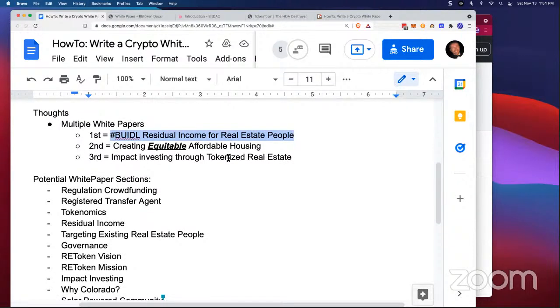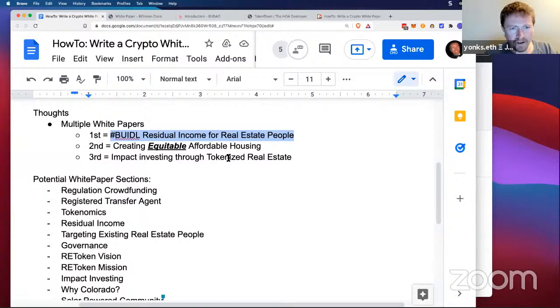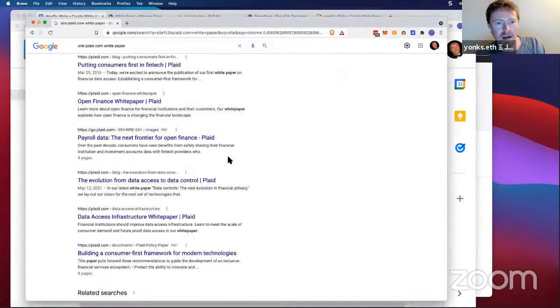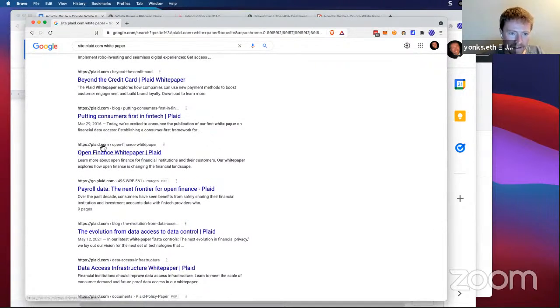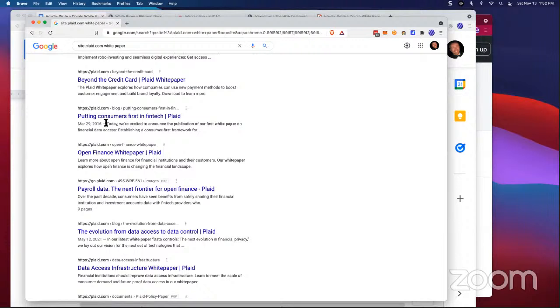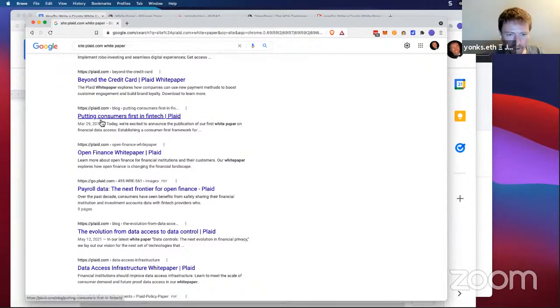When it comes to white papers, I might be in a minority here, but generally the titles are like the product, not the action. The tagline, I guess. Are you talking about crypto white papers? I think we should borrow more from white papers that exist. Plaid.com is talking about an open finance white paper, or putting consumers first in fintech. Because putting consumers first in fintech isn't a product that Plaid has.